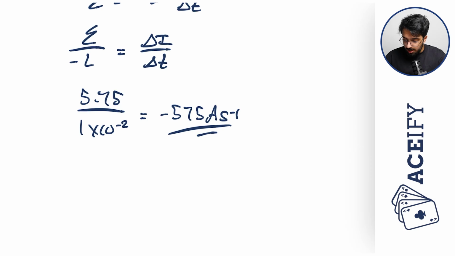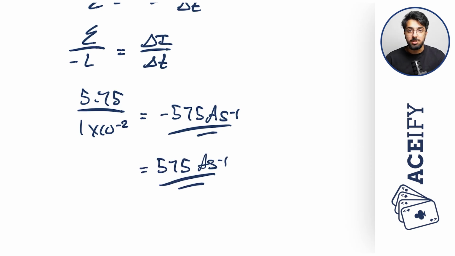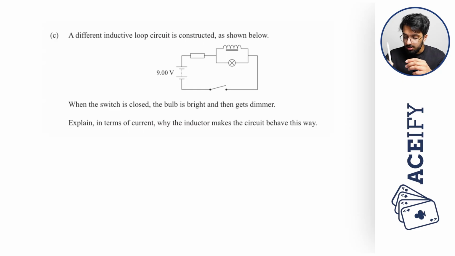Okay? And so I'm pretty sure an answer that says 575 amps per second is also completely valid. A different inductive loop is constructed as shown below. When the switch is closed, the bulb is bright and then gets dimmer. Explain in terms of current why the inductor makes the circuit behave this way.